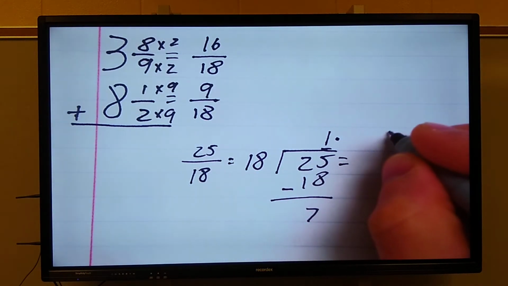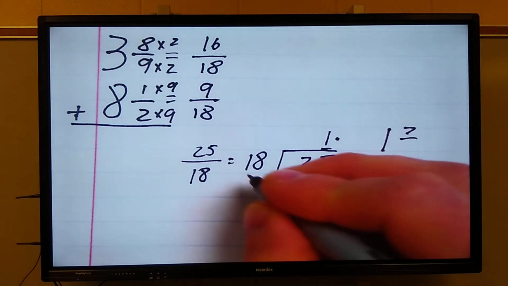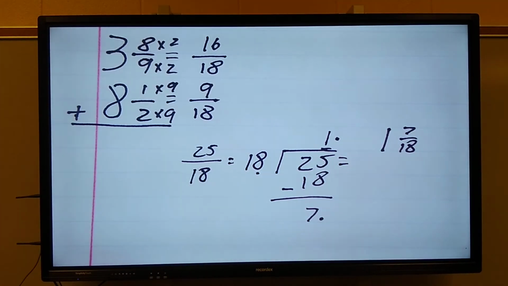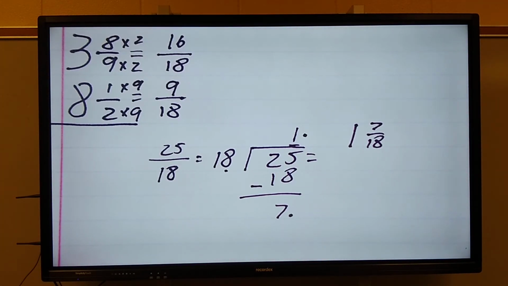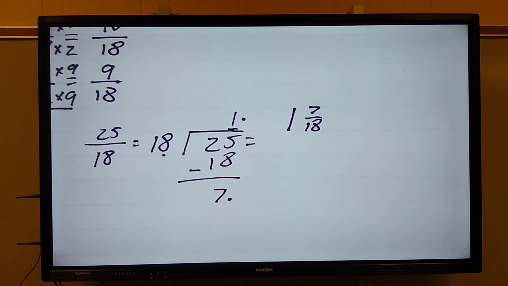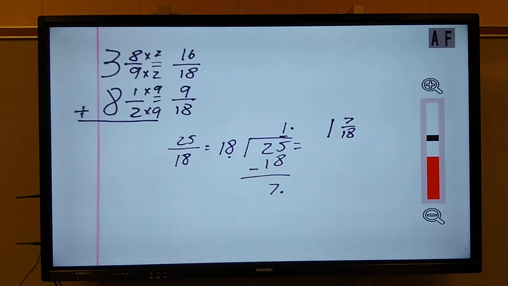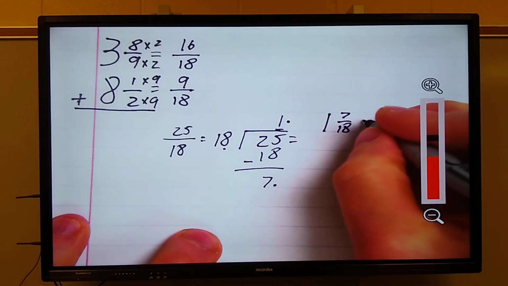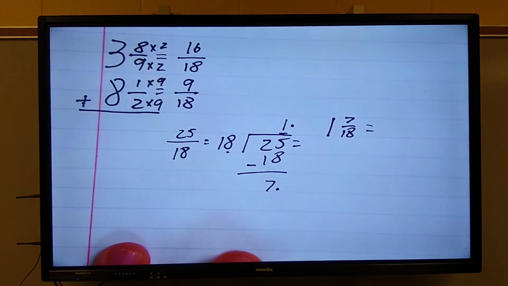My whole number is 1. My numerator is 7. My denominator stays the same, 18. I am not finished yet. I got to ask myself if it is in simplest form. And it is. That is in simplest form. But now I must do the final step. After I check if it's in simplest form, I must add all the whole numbers.